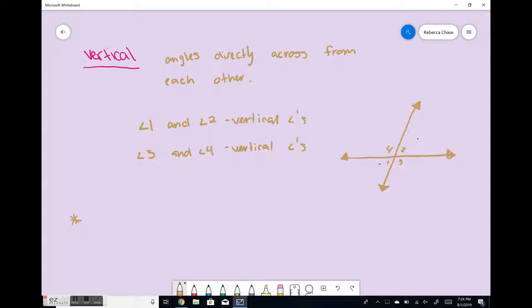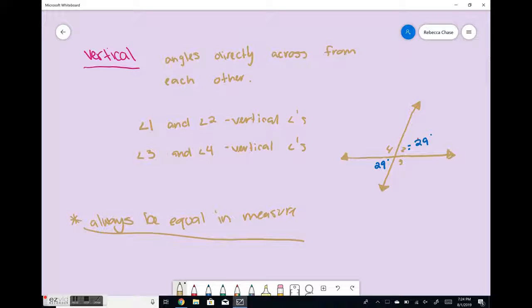And one special thing that we know about vertical angles is they will always be equal in measure. What that means is if I tell you that this angle right here is 29 degrees, that means that angle 2 is also 29 degrees. That will always be true. There will never be a situation where your vertical angles are not congruent.